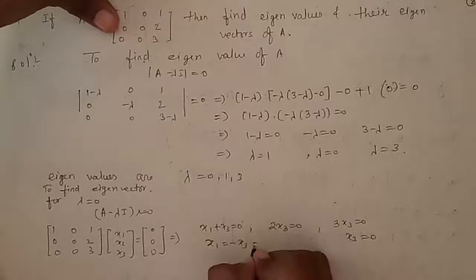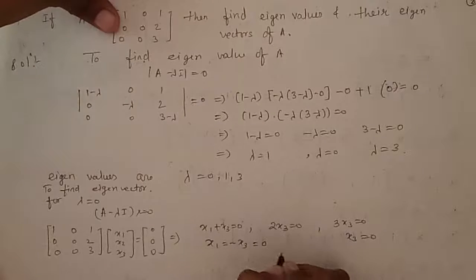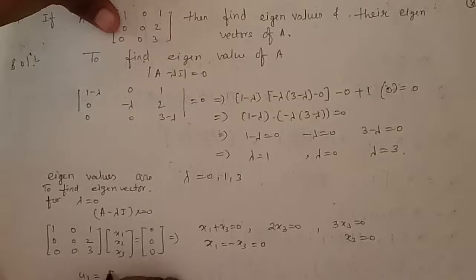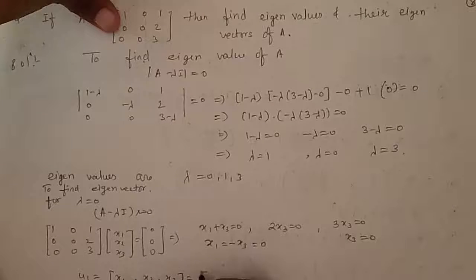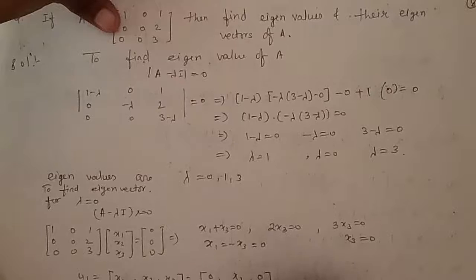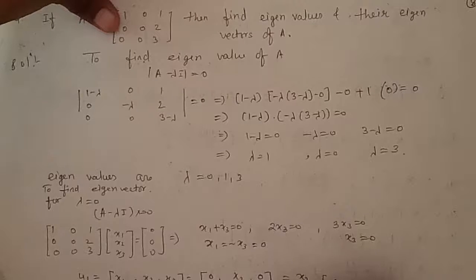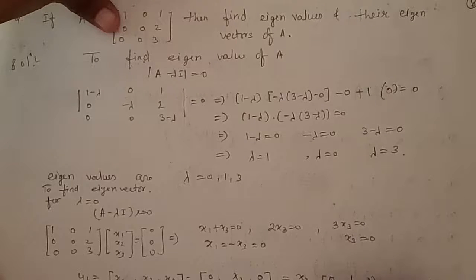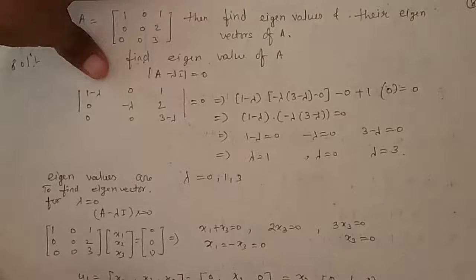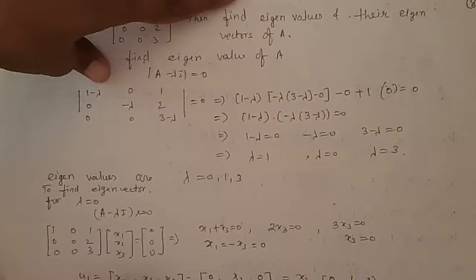But again our x3 is also equal to 0, so x1 is equal to 0. So u1 is equal to x1, x2, x3, which is 0, x2 and x3 is also equal to 0. So we have x2 times 0, 1, 0. So this is our eigenvector 0, 1, 0, or we can write this as u1 is equal to x2 times 0, 1, 0. This x2 belongs to R.